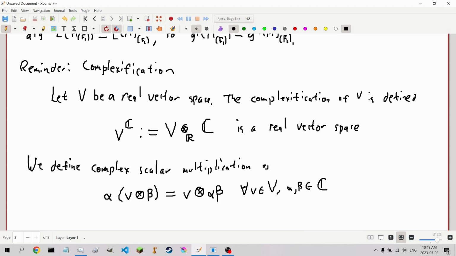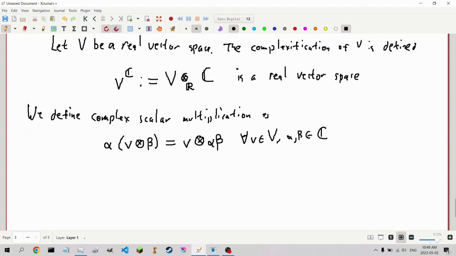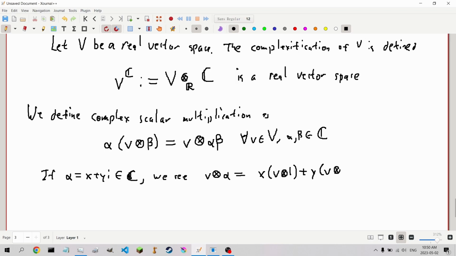And we're extending these scalars. An easier way to think of what elements in this space look like: if alpha is equal to x plus yi in C, where x and y are of course real, we can write that the tensor product of v with alpha is just x times the tensor product of v with 1 plus y times the tensor product of v with i.